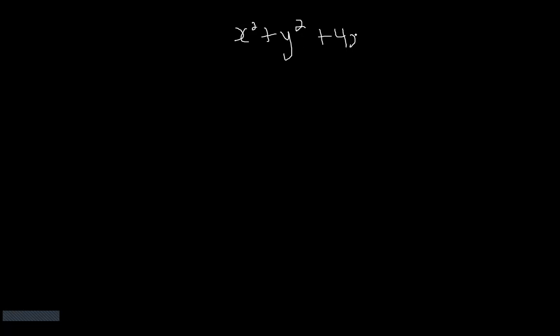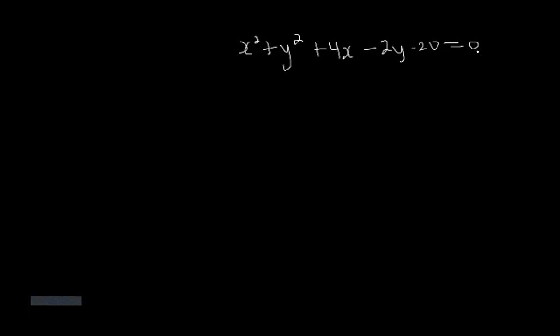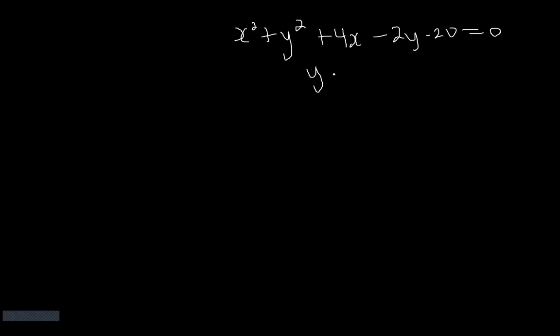Plus 4x minus 2y minus 20 is equal to 0. That's the equation of the circle. And it told us that it has a line with the equation 4 minus x that intersects the circle. And what they want us to do is to find the points of intersection. So point or points, you never know if it will be 2 or more, of intersection.